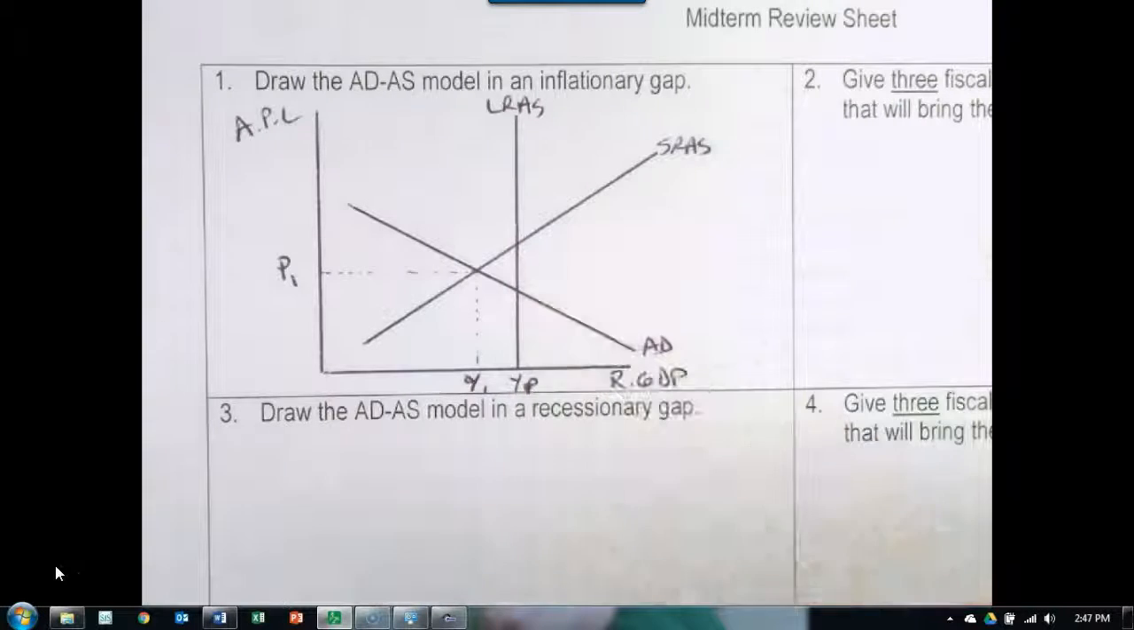a lower price level. So you can either follow fiscal or monetary policy to resolve it, or you can leave it alone and it will self-adjust. But the economy is always tending towards full employment or potential output.